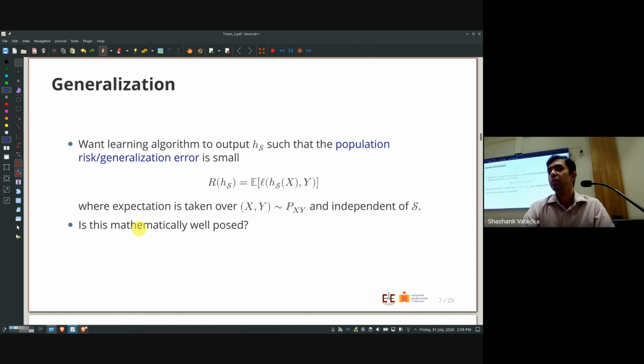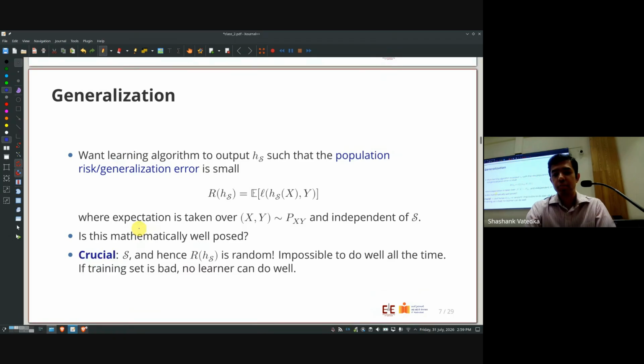For example, let's say that your entire data set consists of copies of the same point. It is x1, y1, x1, y1, x1, y1, and so on. So you have n copies of the same sample, which is essentially worthless to you. All it tells you is whether that one point is 0 or 1, right? And that is the fundamental problem.